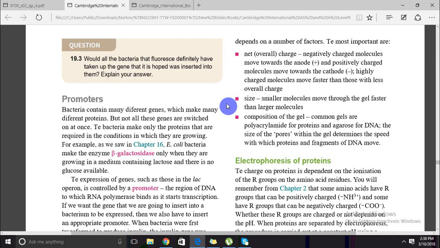And the third is actually not a property of the material that is being separated, but rather the composition of the gel which is being used, because agarose gel is one possibility. There are other types which can be used, for example, polyacrylamide for proteins and agarose for DNA, and it is actually the size of the pores within the gel through which the molecules move which determines the speed with which the proteins and the fragments of the DNA will move. So three factors you need to keep in mind: both the charge and the mass matter when it comes to separation via gel electrophoresis, and obviously the type of gel that is used is also a factor.